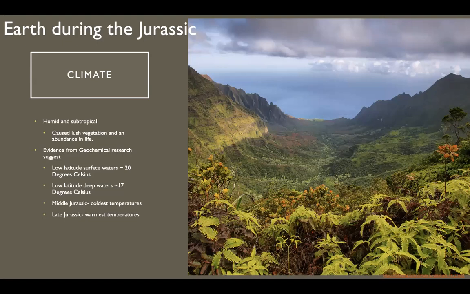And geochemical evidence also suggests that low latitude surface waters were around 20 degrees Celsius and low latitude deep waters around 17 degrees Celsius. And the middle of the Jurassic had the coldest temperatures, and the late Jurassic had the warmest climate. And this switching climate during the Jurassic allowed for lush vegetation and an abundance of life. So this is an image of the present day, and it's similar to a tropical climate during the Jurassic period.